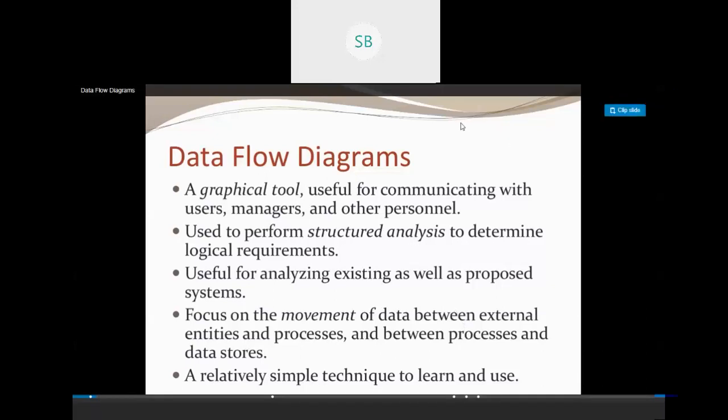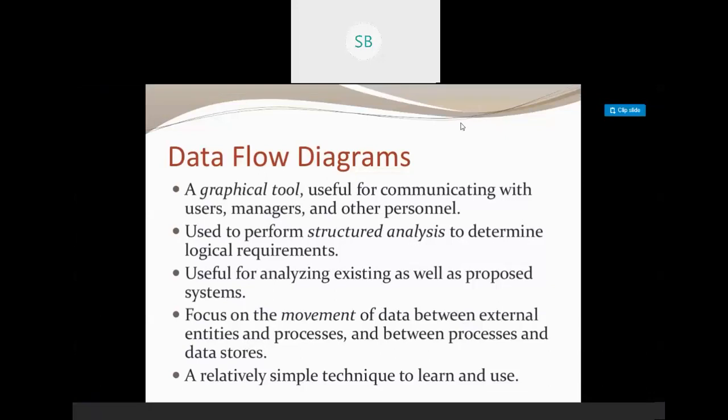Now, data flow diagram is a very important software engineering concept. When we go for system designing, then also this is required.